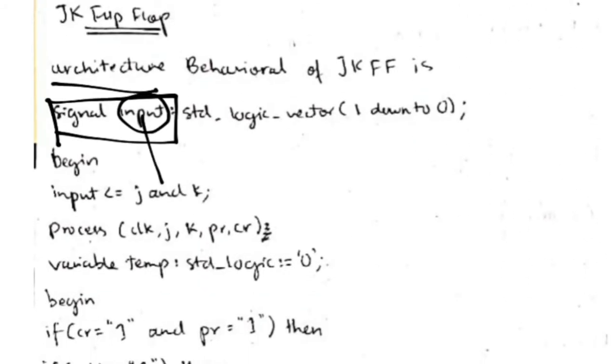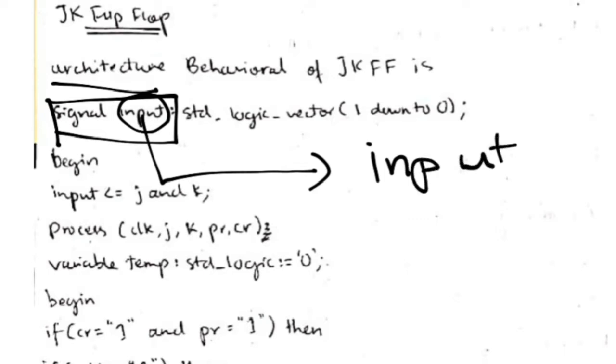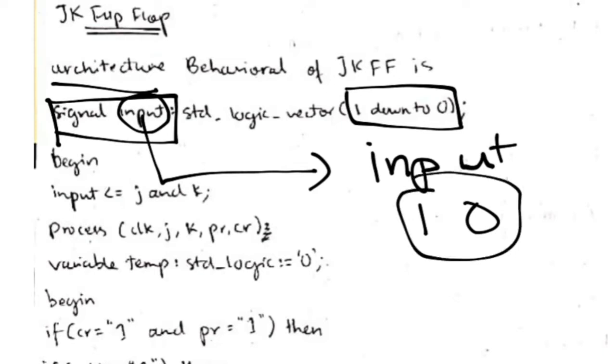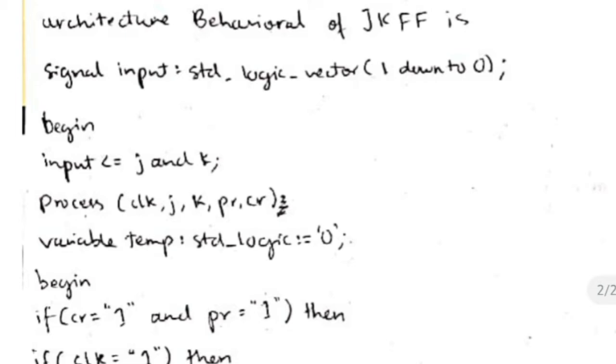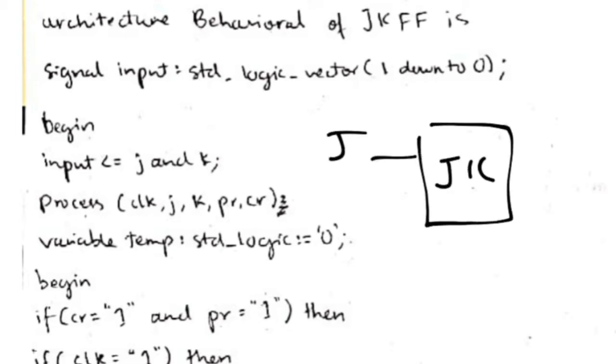Signal input. Input is a signal used. That's a variable input, and it has values from 1 to 0. Okay, 1 or 0, these are the two values for the inputs. Now why have we taken the inputs? In a JK flip-flop, this is the J value and this is the K value. The output will be Q and Q bar.